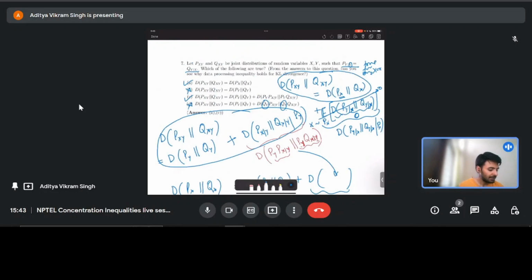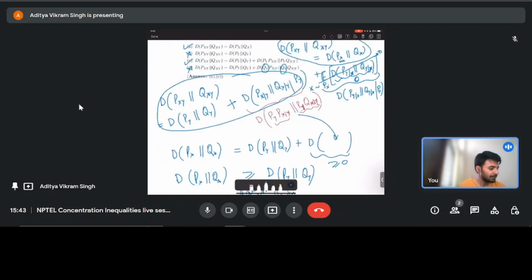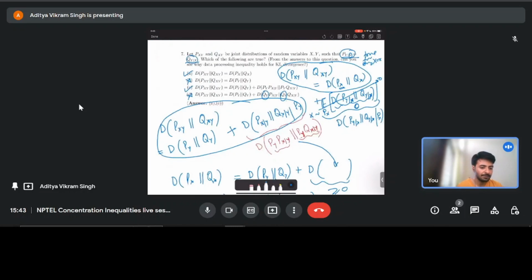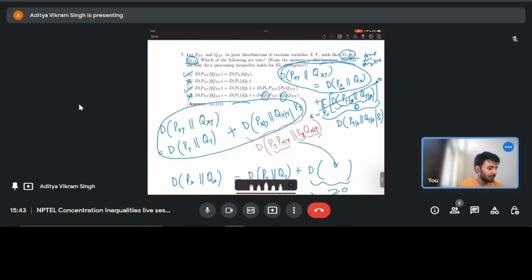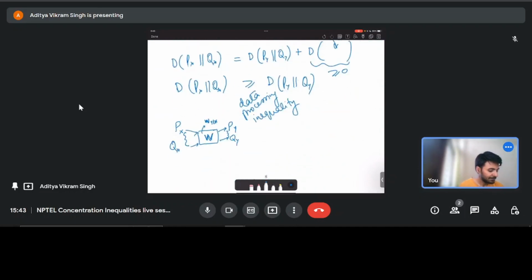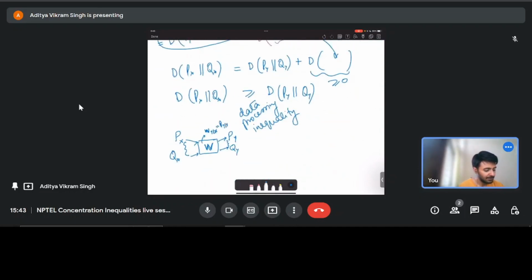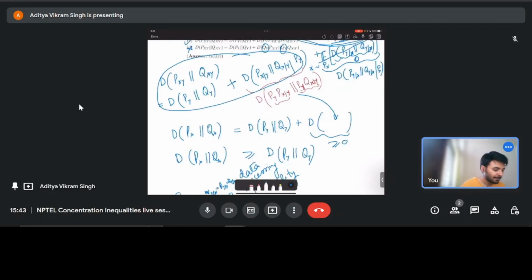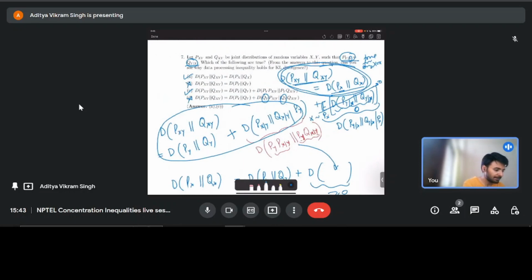This channel is represented by P of y given x, which is the same as Q of y given x, and that is why we had this thing here. P_XY and Q_XY are just the same as K' applied to P_X and Q_X. So this is P of y given x, Q of y given x, and so this is basically data processing. We derive this by expanding this KL divergence in two different ways: one where we start with P_X and Q_X, and one where we start with P_Y and Q_Y.